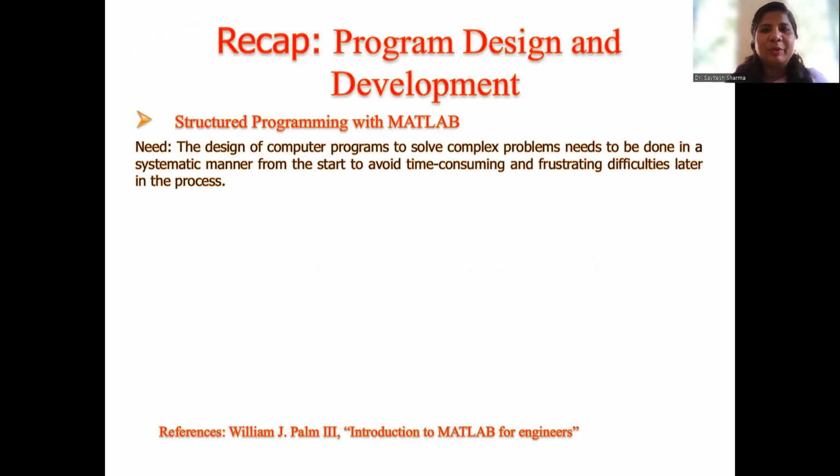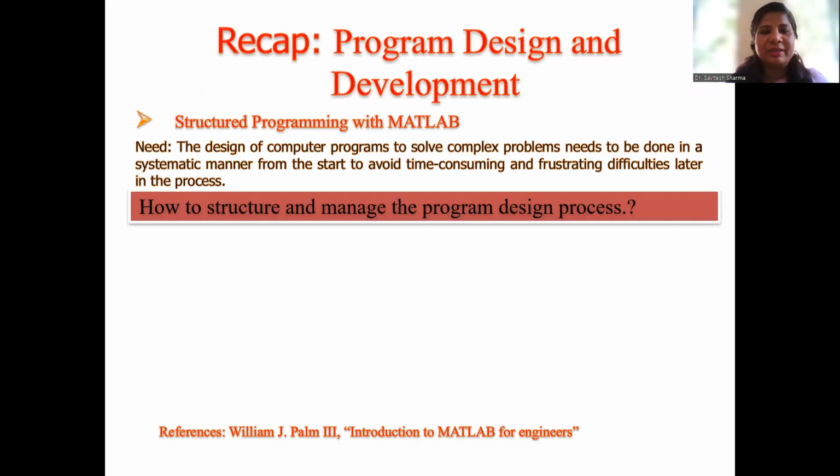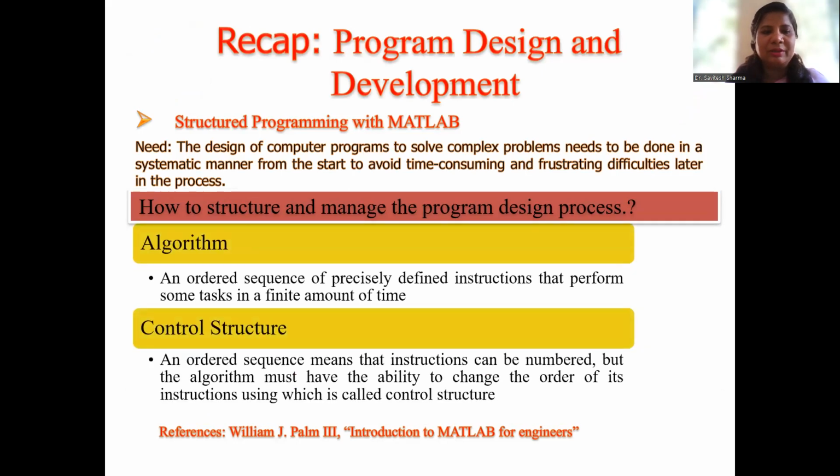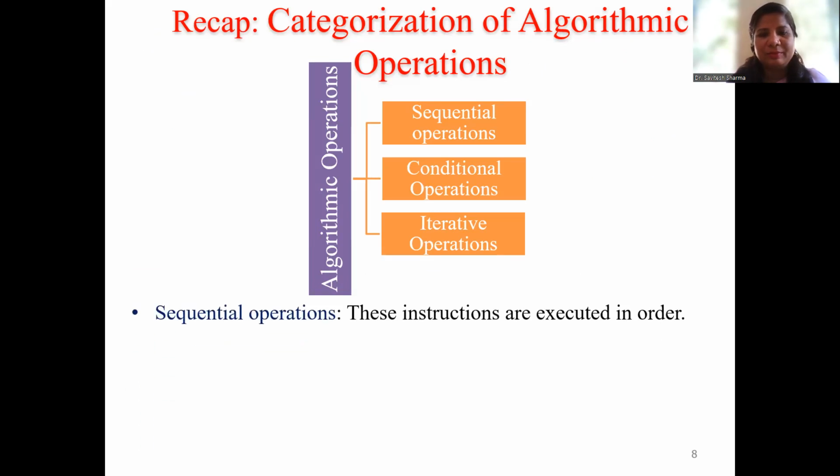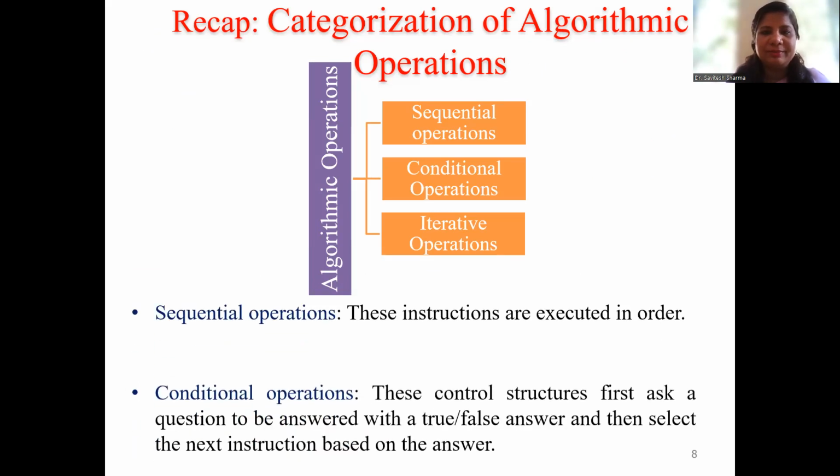First, I discussed program design and development, in which we discussed how to solve complex problems, and how to structure and manage the program design process for complex problems. In these two things, we can use algorithm and control structure. Then I discussed categorization of the algorithm operation. In this, there are three types of operations: sequential, conditional, iterative. So these I will discuss today.